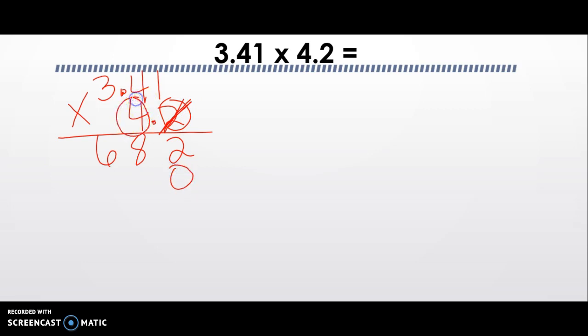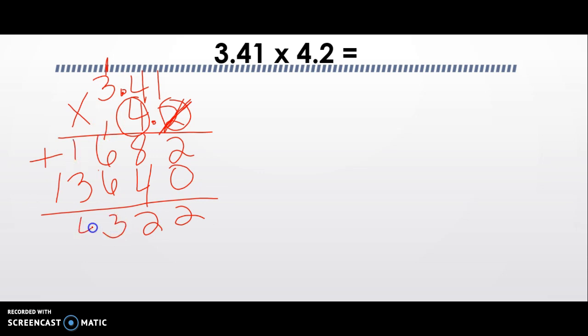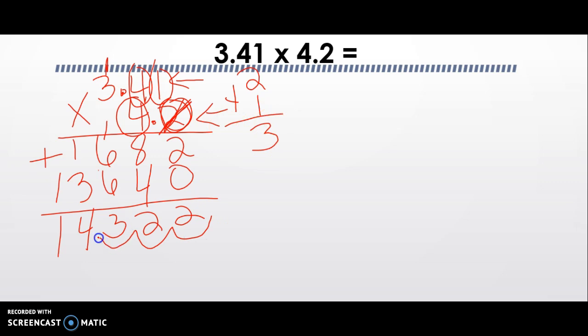So now I'm using the 4. Share with everyone up top. 4, 16, 6 carry the 1. 12 plus 1 is 13. Now I'm ready to add. 13. Okay, now that I have an answer, I go and look and see how many numbers are behind the decimal point in the problem, top and bottom number. There are 2 in the first number and only 1 in the second number, altogether 3. Start at the back. 1, 2, 3.